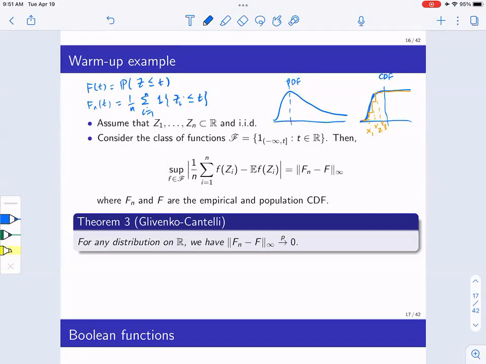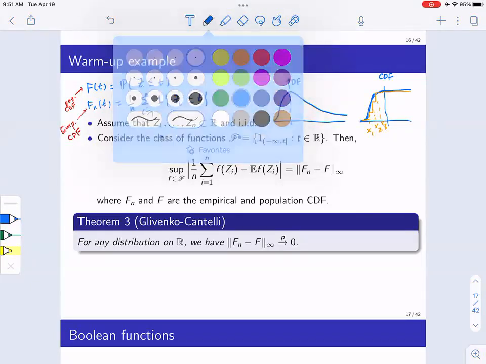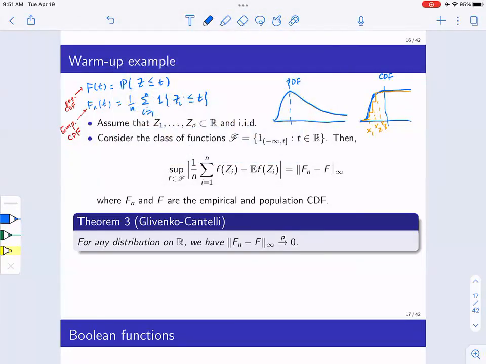So F hat n is a good estimator of F of t. It's like a step function, so it's not continuous. The CDF of the original distribution could be continuous. Sometimes I refer to this as the population CDF. This is the empirical CDF. So the population CDF might be continuous, but this is generally discontinuous. But it approaches the CDF. As I get more and more samples, these steps get closer to each other, and you get a more refined approximation.